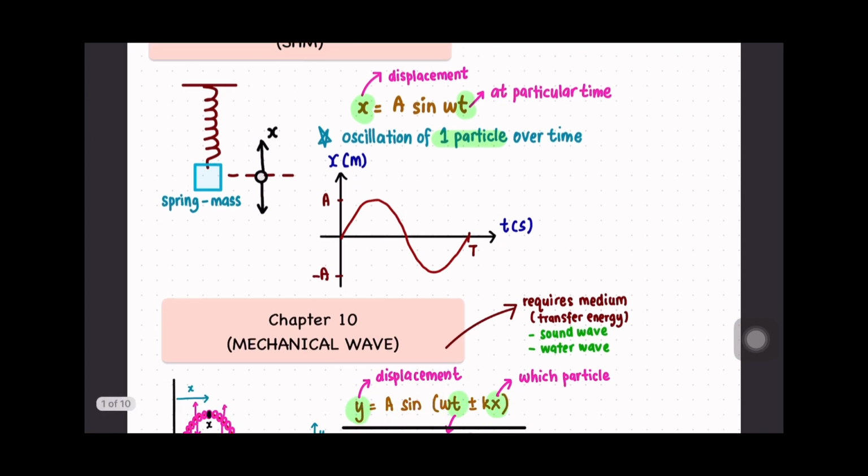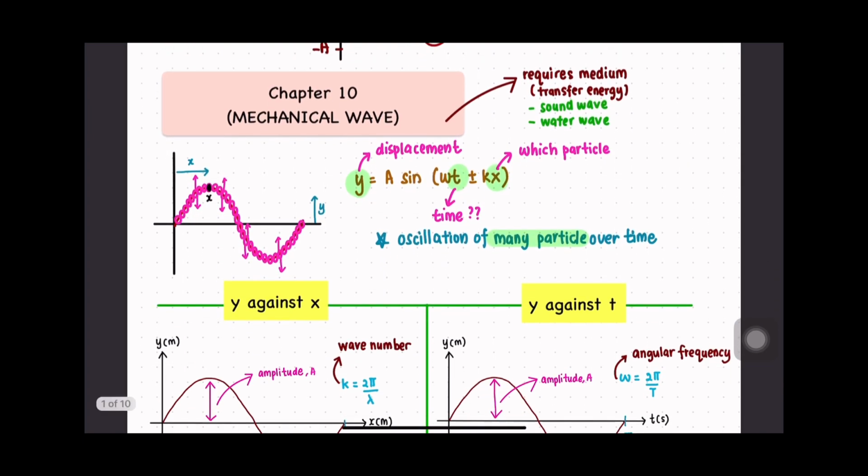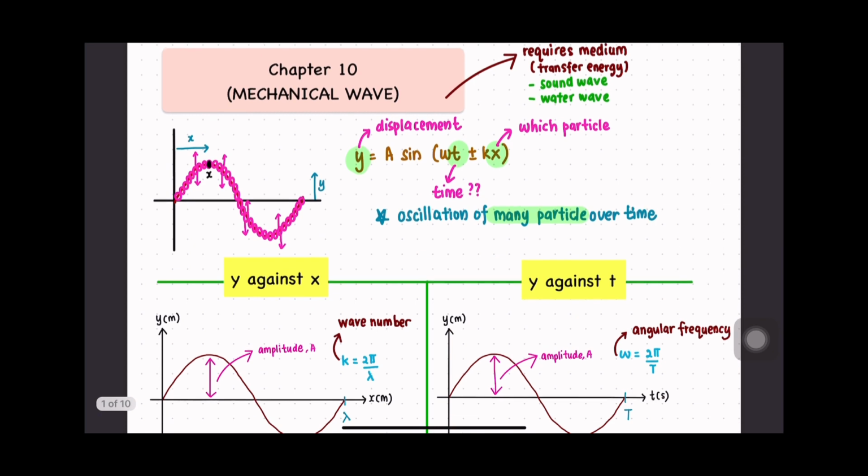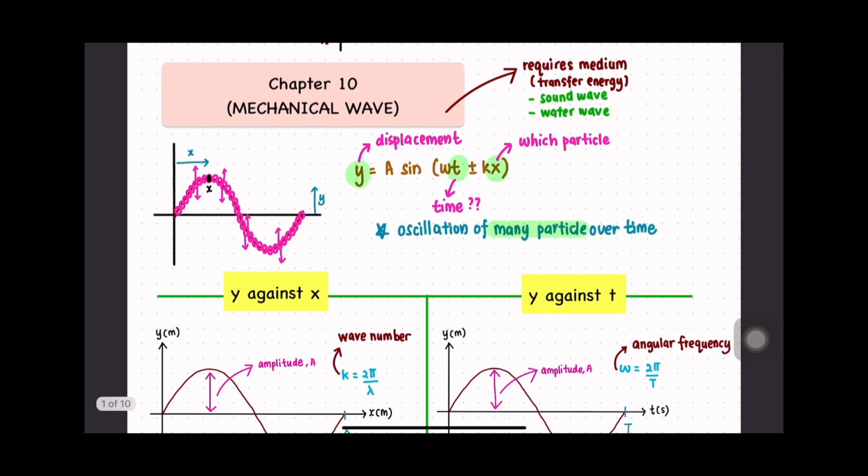In chapter 10, you will learn mechanical wave. Why do we call it mechanical wave? Because it requires a medium to transfer energy, such as sound wave, where the medium is the particles of air. And for water wave, the medium that transfers energy is the molecules of water.